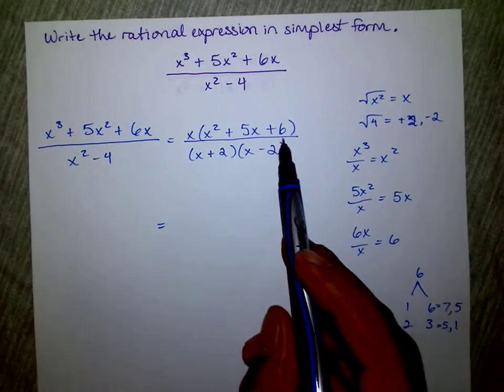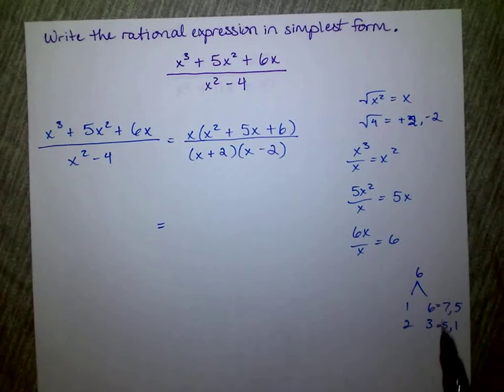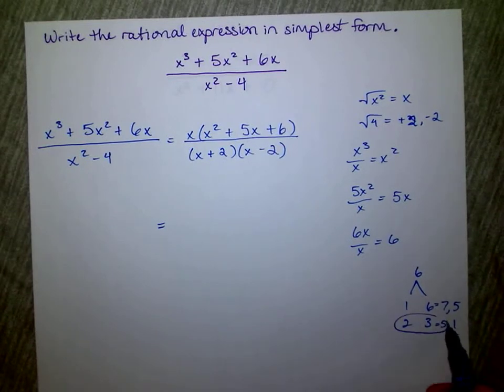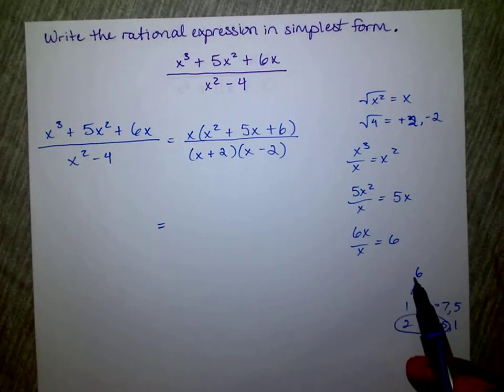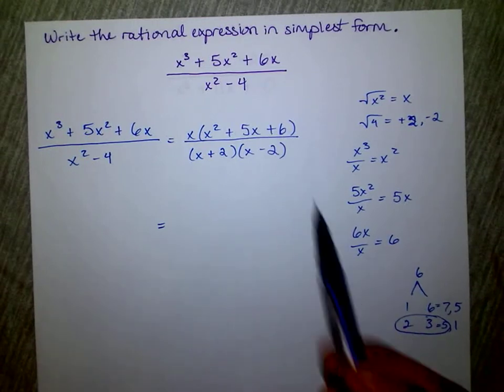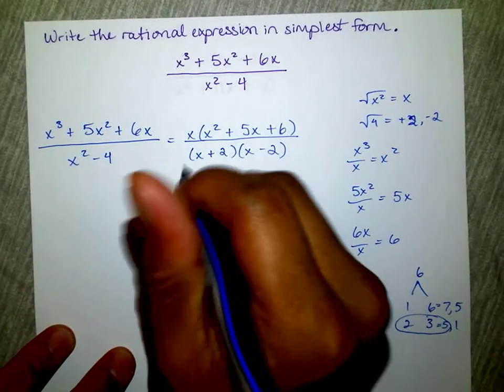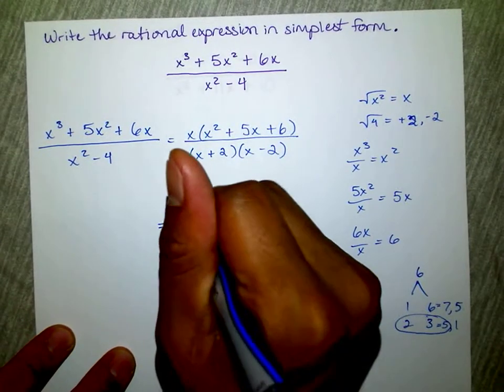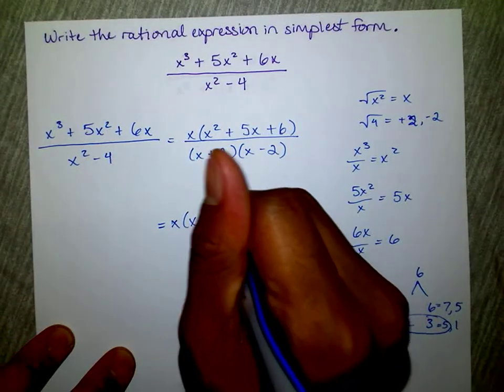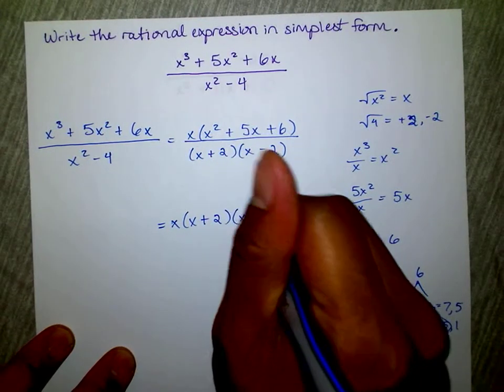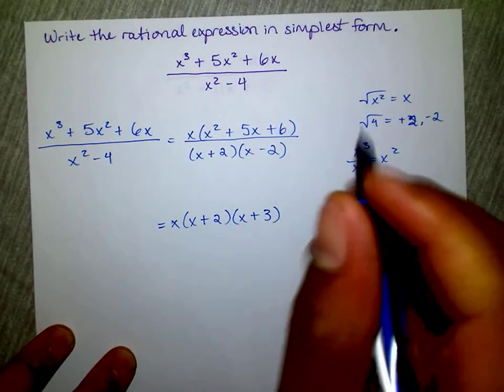Now, since this is a positive 6 and a positive 5, I'm going to go with 2 and 3, because I have to add here. In order to get 5 from 1 and 6, I had to subtract. That means one of these has to be negative, which would have made the 6 negative. But because the 6 is positive, I have to add both of those. So I'm going to be using 2 and 3, and this is going to be x plus 2 and x plus 3 on the top.